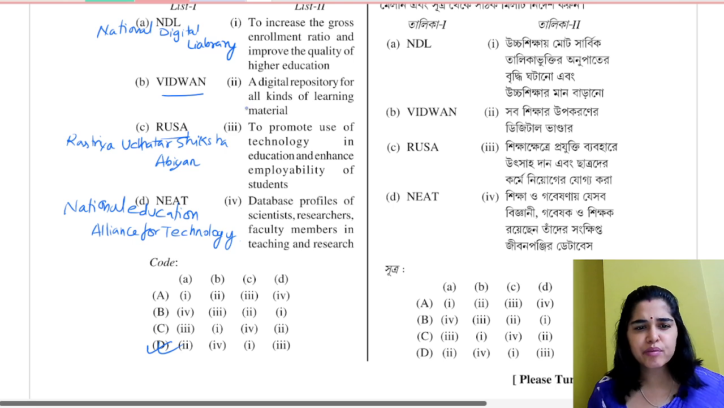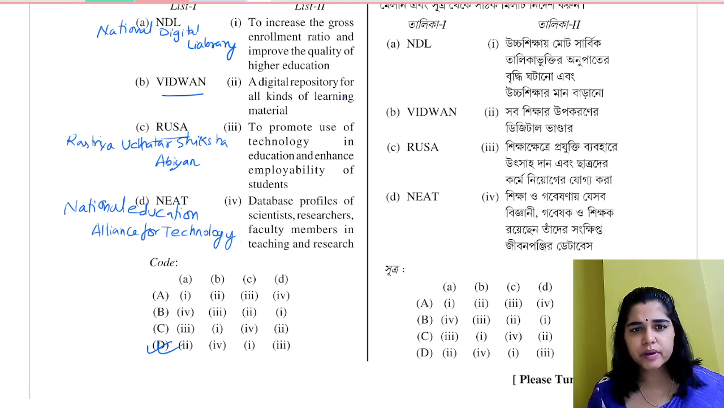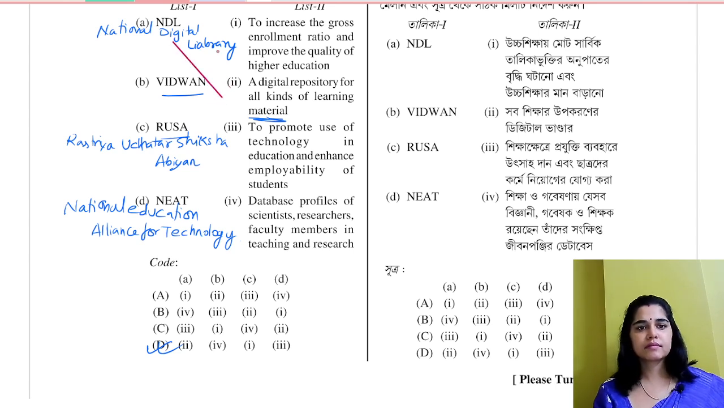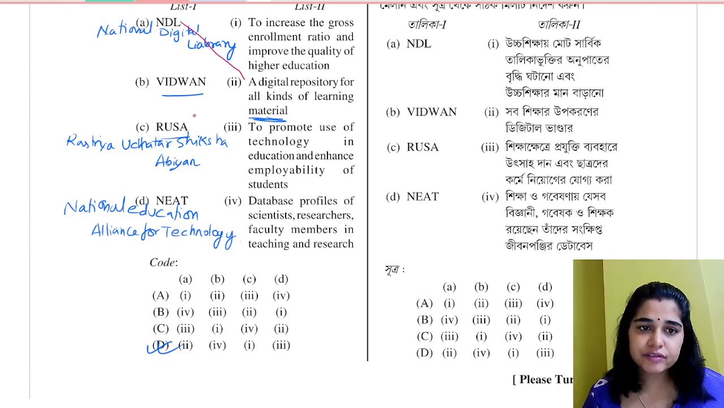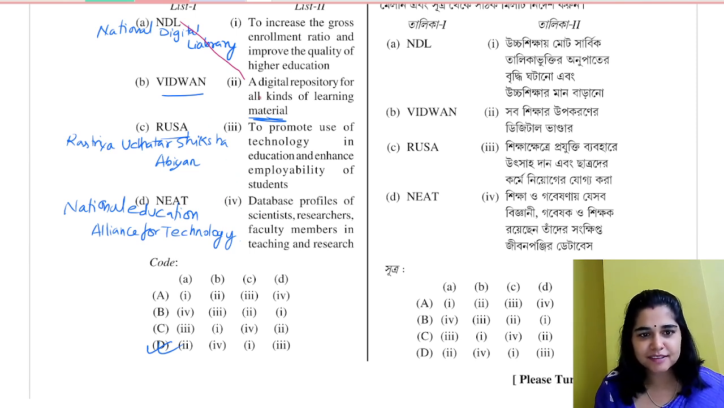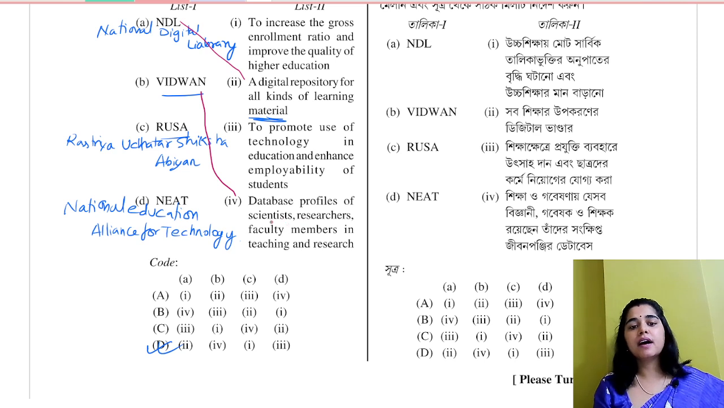Indian National Digital Library, a digital repository for all kinds of learning material. So this one is going to be matched with one. With one is what? Something scholars, they have knowledge, experience, database maybe. Yes, the database. Well done. Database profiles of scientists, researchers, faculty members in teaching and research.